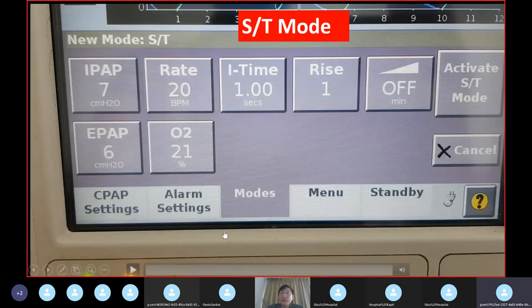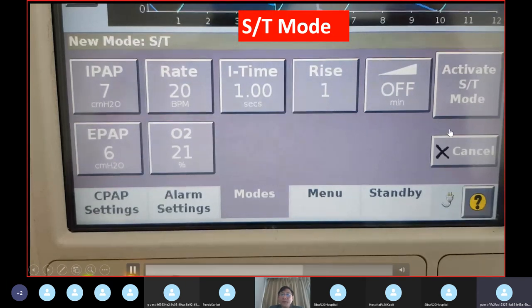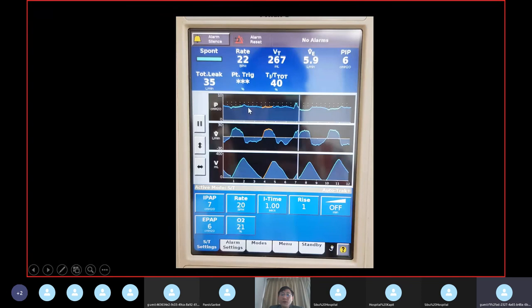Then come to the ST mode. So this is what you call the ST mode. For the ST mode itself, you control the inspiratory pressure, expiratory pressure, the rate, the eye time, the rise time, the REM, FiO2, okay? So this is a typical picture you're going to see, okay?